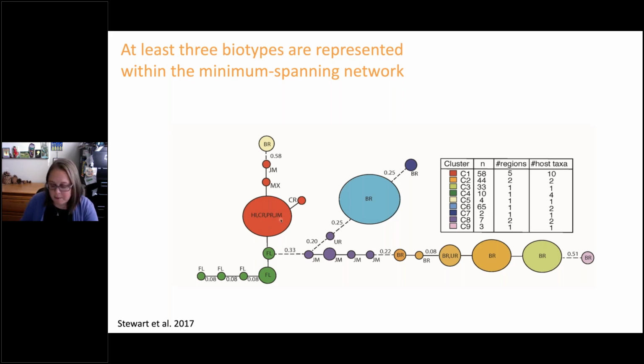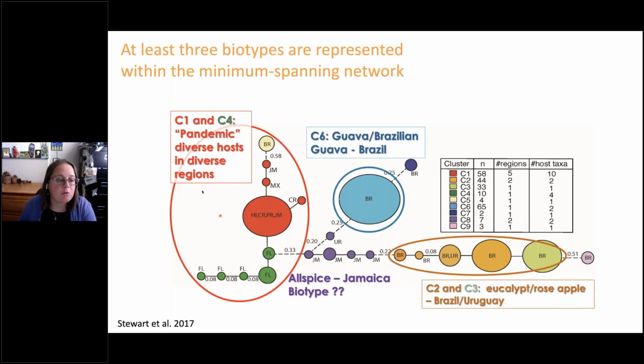And so what we basically found is that there was support for 3 main different biotypes or lineages that basically represent most of the isolates. So here we've got our pandemic biotype, which I've circled in red. And this comprised basically 2 different genetic clusters, the green here, which is C4, and the red, which is C1. But you can see that there's lots of different genotypes within this one biotype that we've designated.